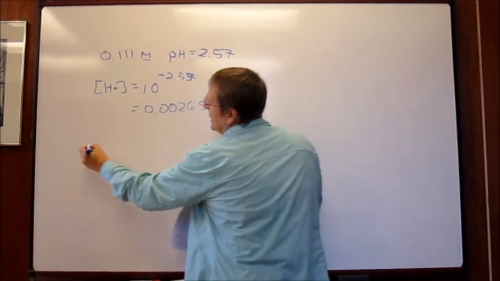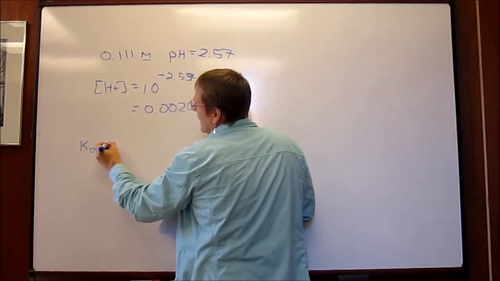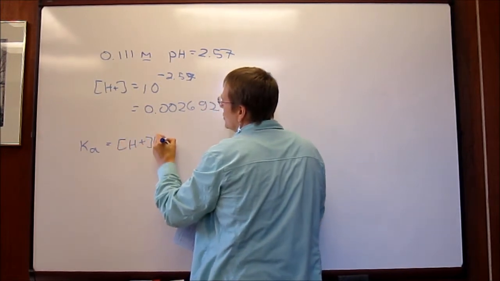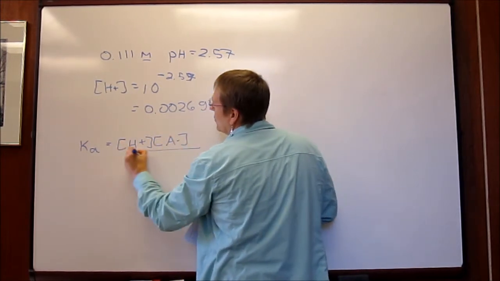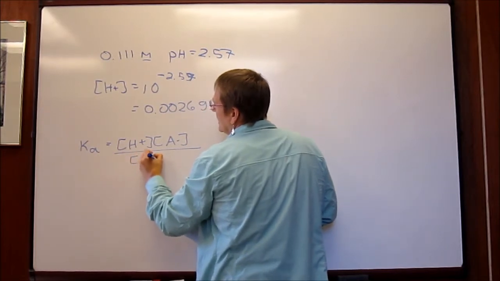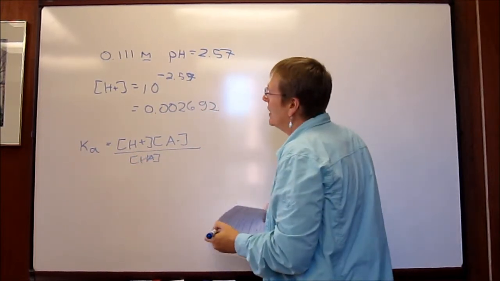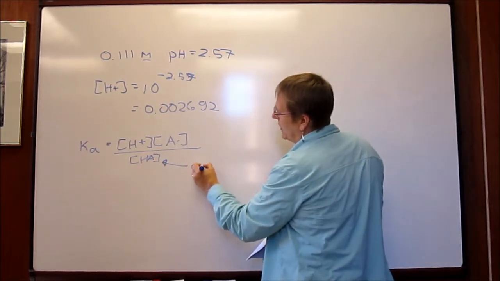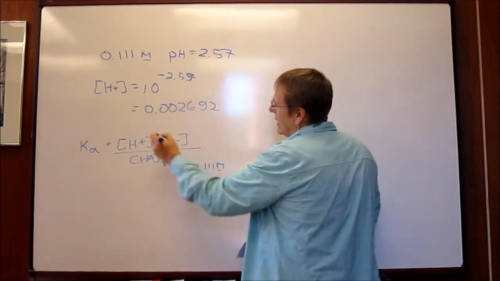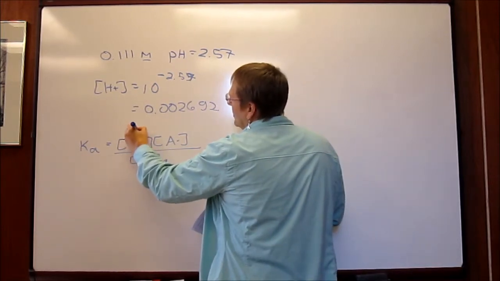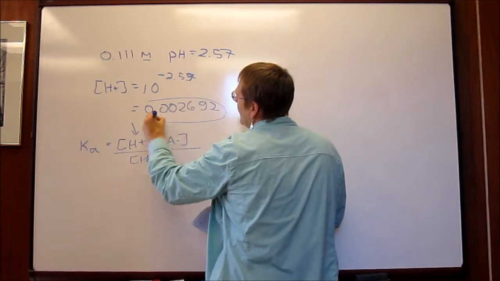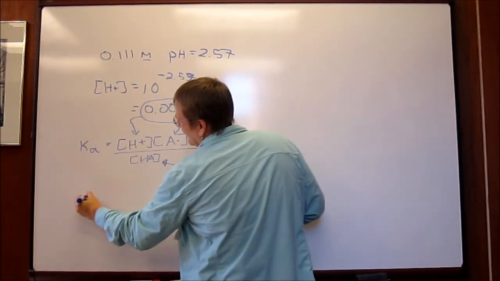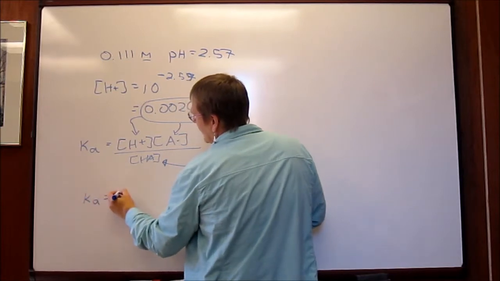But I also know that the Ka for this reaction is equal to the concentration of H plus times the concentration of A minus all over the concentration of HA. Using the 5% rule, I'm going to make the assumption that this is essentially the same as 0.111 molar. And I will say that this value is equal to this number, and so is this.